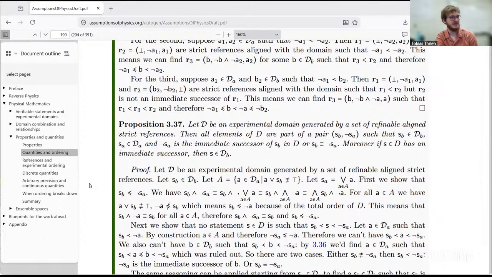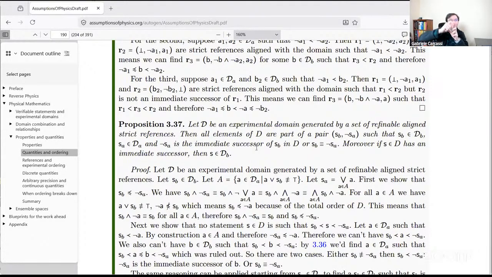Moreover, if statement S in D has an immediate successor, then it is in DB. Yeah, it's a before statement. Okay. So the whole idea is that this allows us to see all this ordering of the before and not after at things that are tied together, which is before, not after, before, not after, before, not after. And all these pairs are always together and they're either the same thing or they're different.